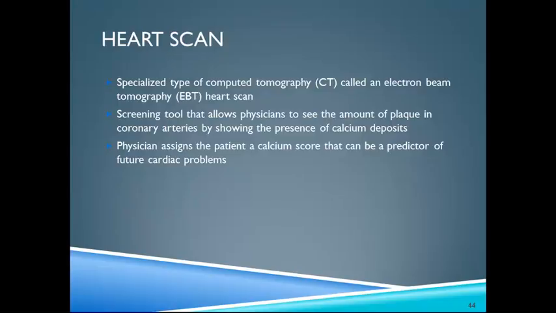Heart scans. Oftentimes we are doing specialized types of CT scans called electron beam tomography that are very specific to the heart. We give a dye that specifically allocates to the heart and highlights it. Screening tools that allow physicians to see the amount of plaque in coronary arteries by showing the presence of calcium deposits. Now there are tests being done as a screening called a calcium score that will help determine your risk factors for cardiac problems in the future.